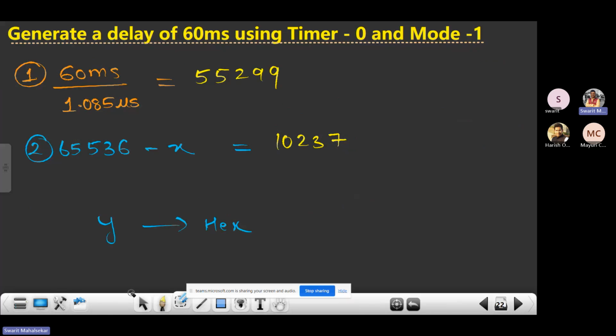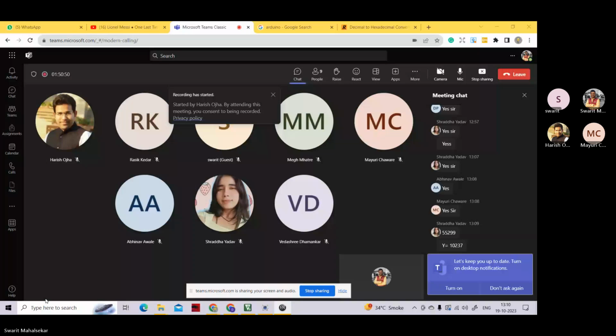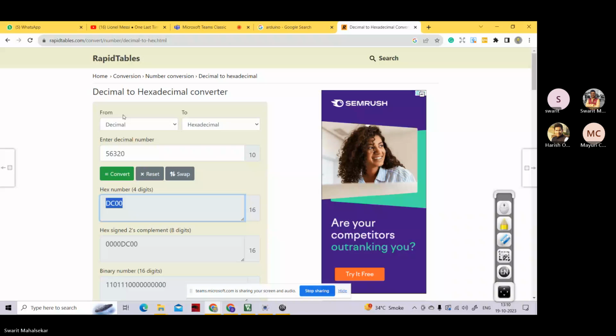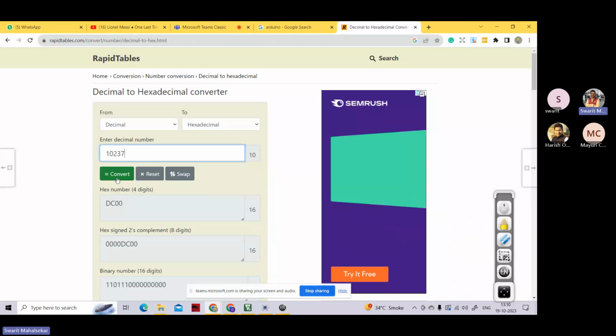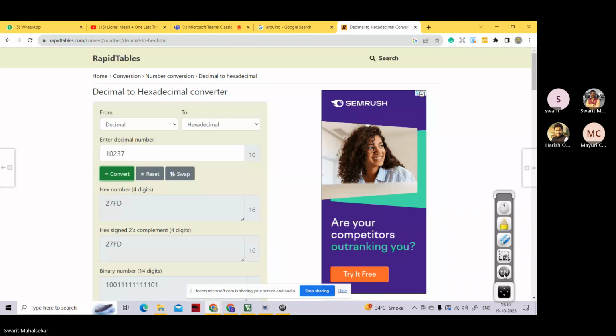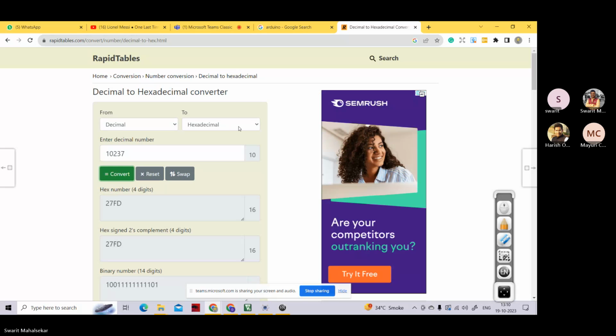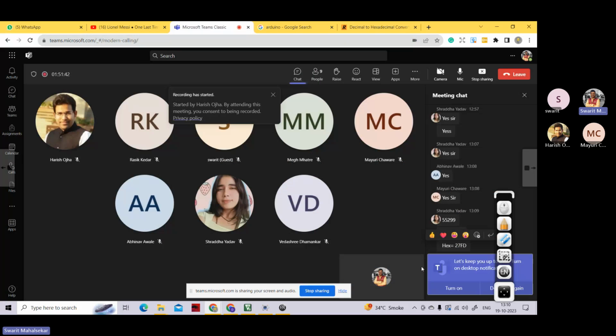So let's do it over here only. What is my Y, by the way? 10237. Let me convert it to hex. It is 27FD. Just cross check it. Yes, 27FD. Okay, so it is fine.